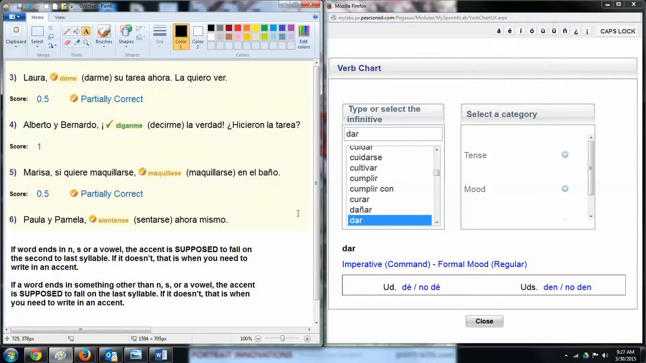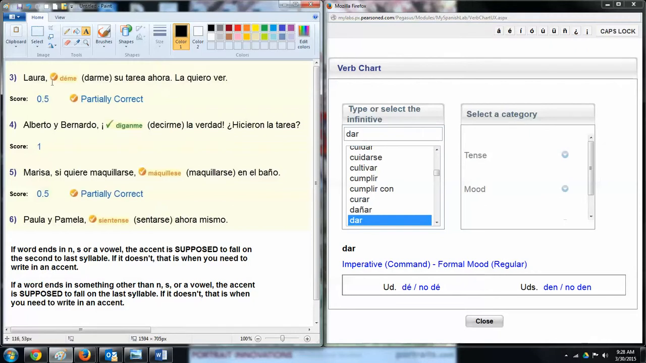the accent falls. So for example, in dar, they write the accent in because it's such a short word. It obviously doesn't fit the rule, because the rule is if it ends in N, S, or a vowel, the accent is supposed to fall on the second to last syllable. Well, there is no second to last syllable. There's only one syllable, so they write it in.